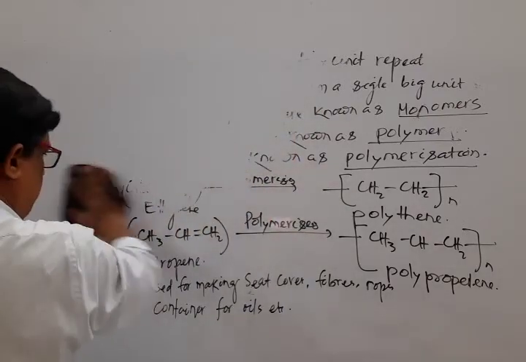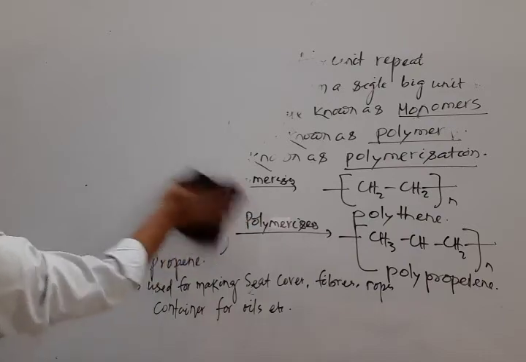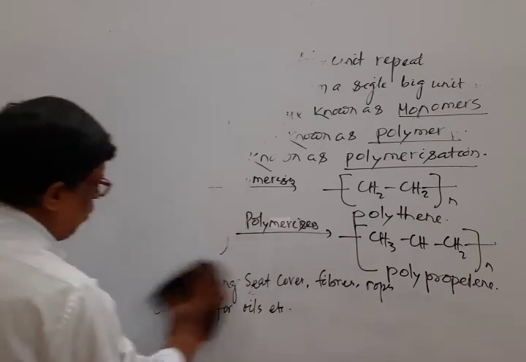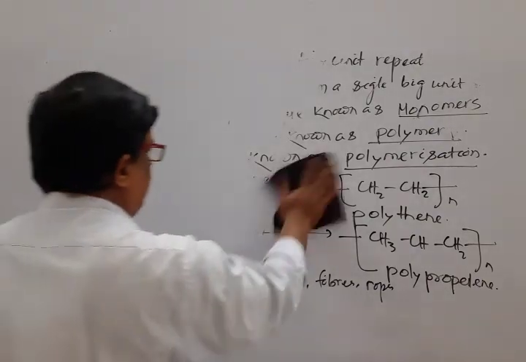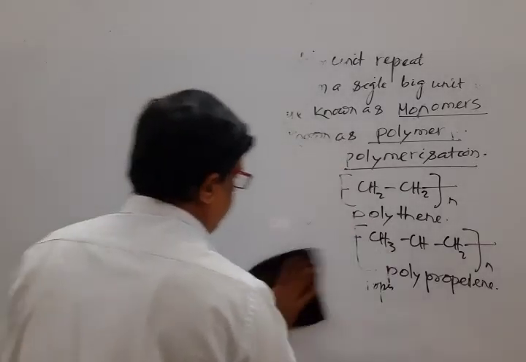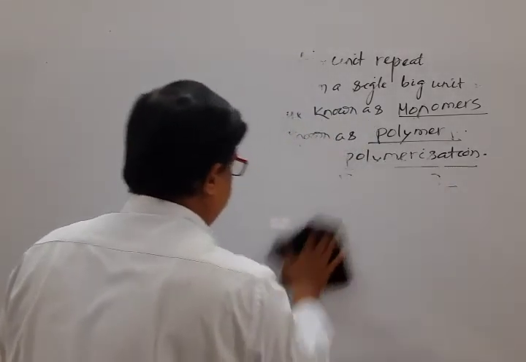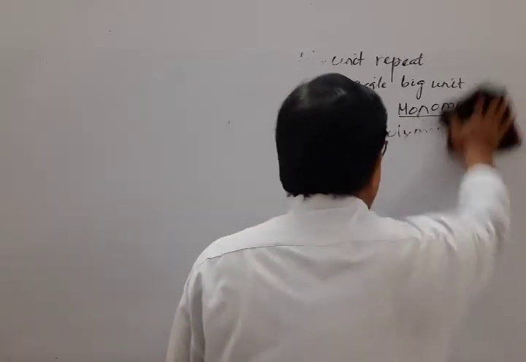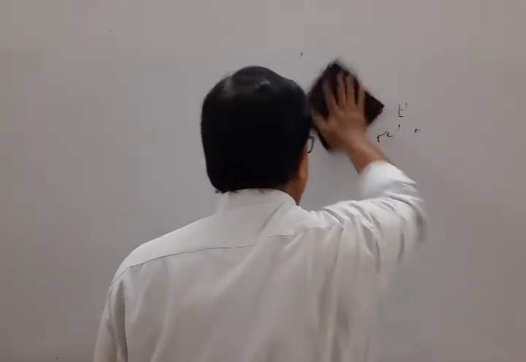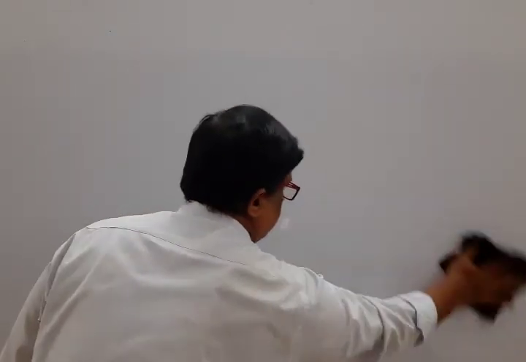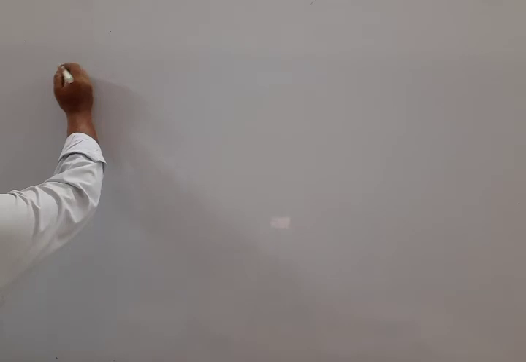Okay. Next, we select another example, that is, if we select the monomer vinyl chloride, then polymer is polyvinyl chloride, or it is well known PVC. In our day-to-day life, we are acquainted with PVC pipe, PVC wire, and also water tank. So many are there. It is also used as insulator. Okay. Note down the third example.